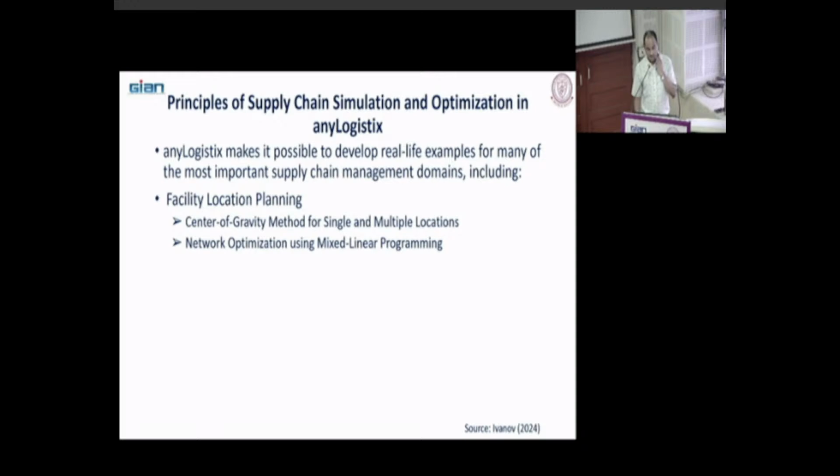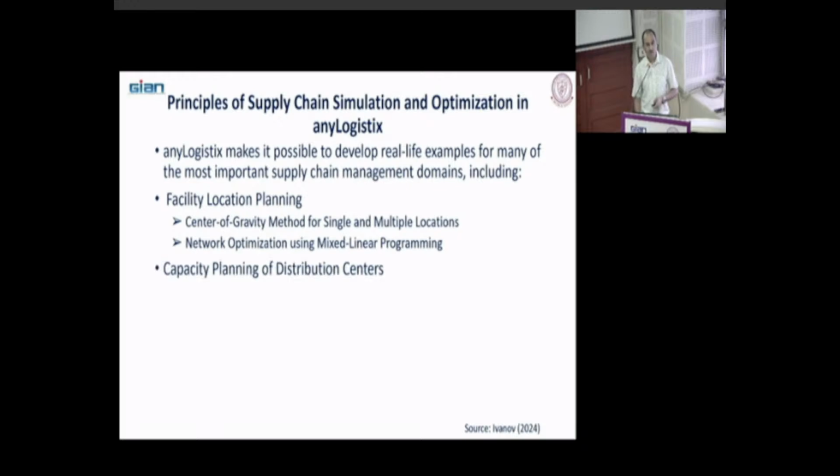Network optimization using mixed integer linear programming. So it has basically three important scenarios: greenfield analysis, network optimization, and simulation. In greenfield analysis, we solve the facility location problem. Network optimization optimizes the whole supply chain network from supplier end to the customer end. And then capacity planning of distribution center.